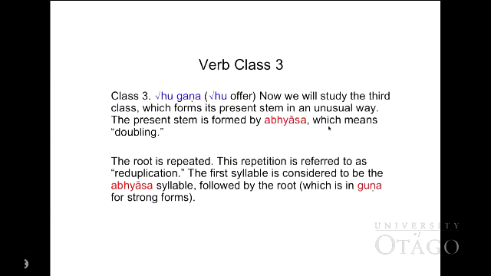Now let's see verb class 3. Class 3 is hu, which means offer. Now we will study the third class, which forms its present stem in an unusual way. The present stem is formed by abhyāsa, or duplication, which means double. So abhyāsa means double, or reduplication here. We have to reduplicate the verb. The first syllable is considered to be the abhyāsa syllable, followed by the root, which is in guṇa, or strong forms.